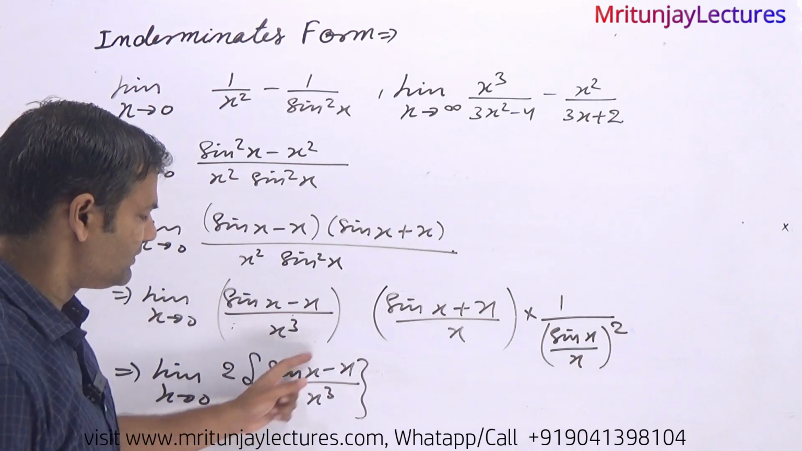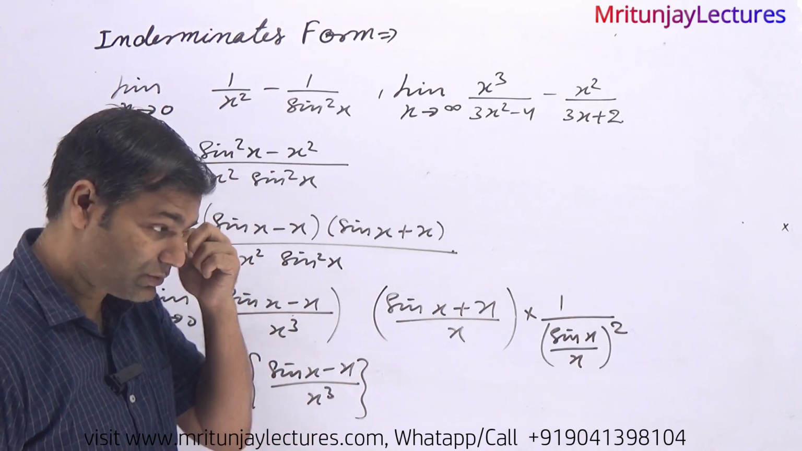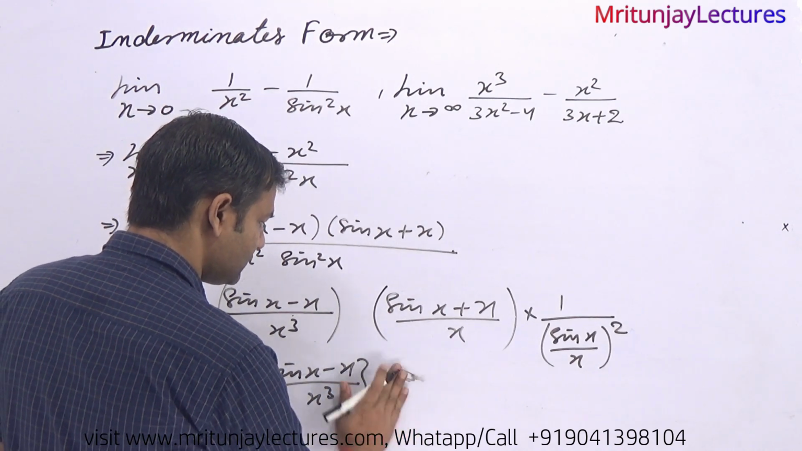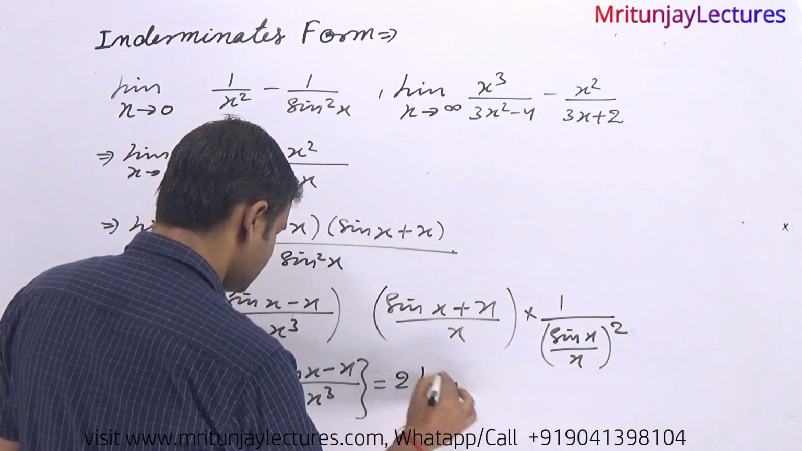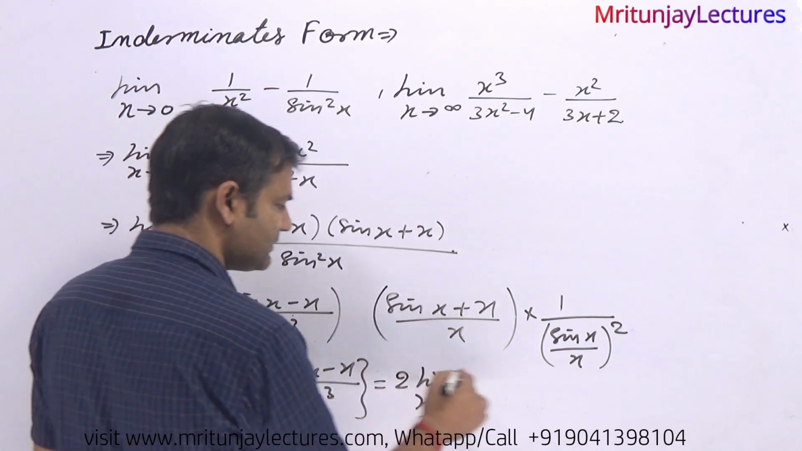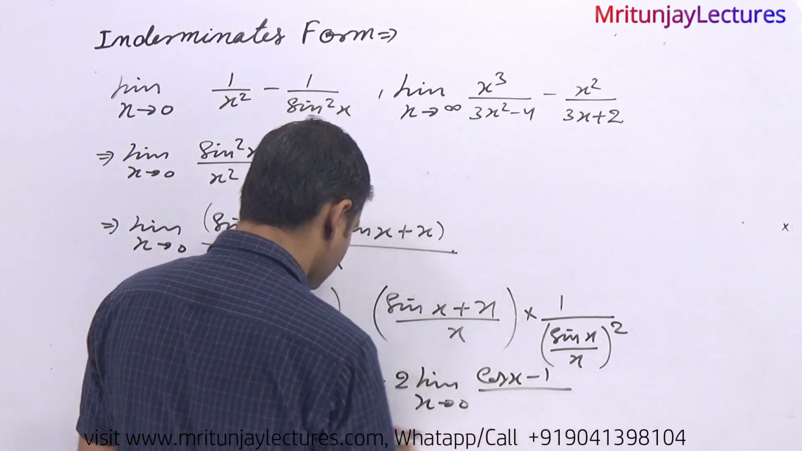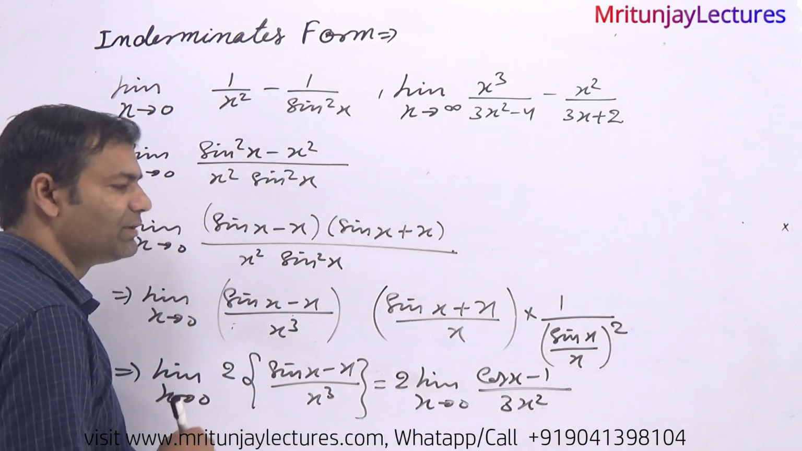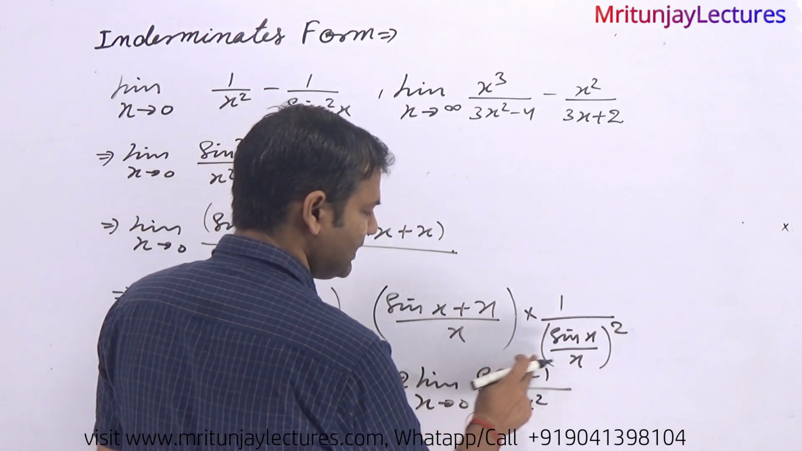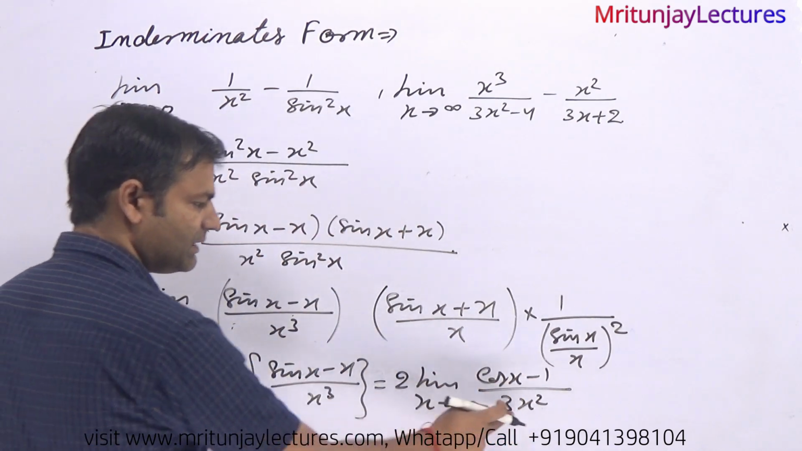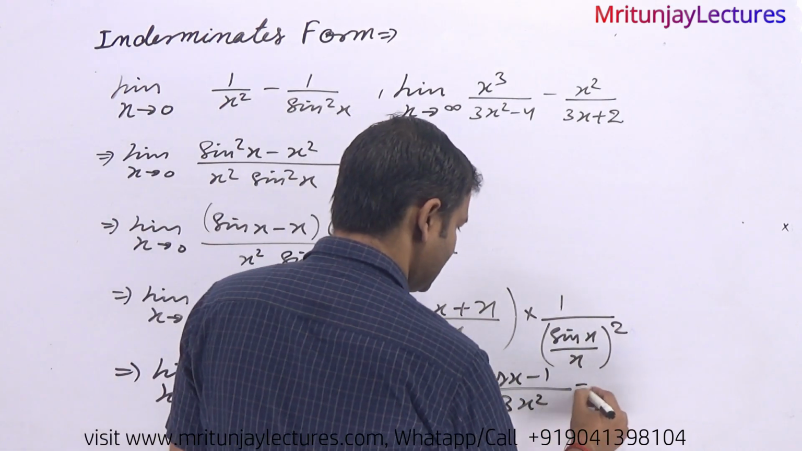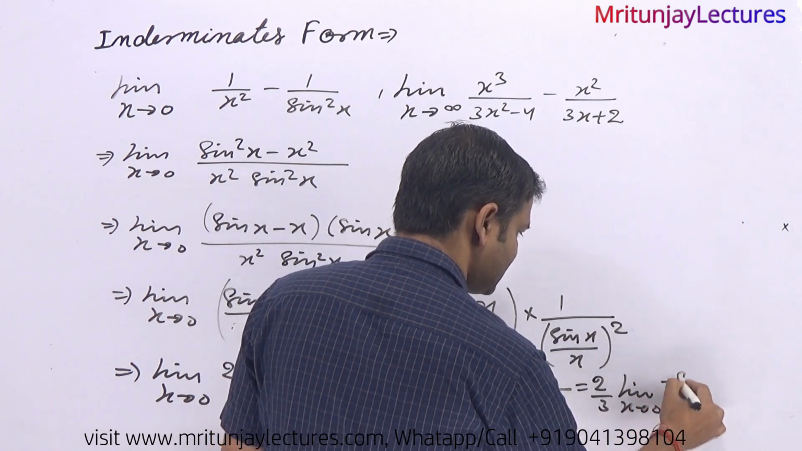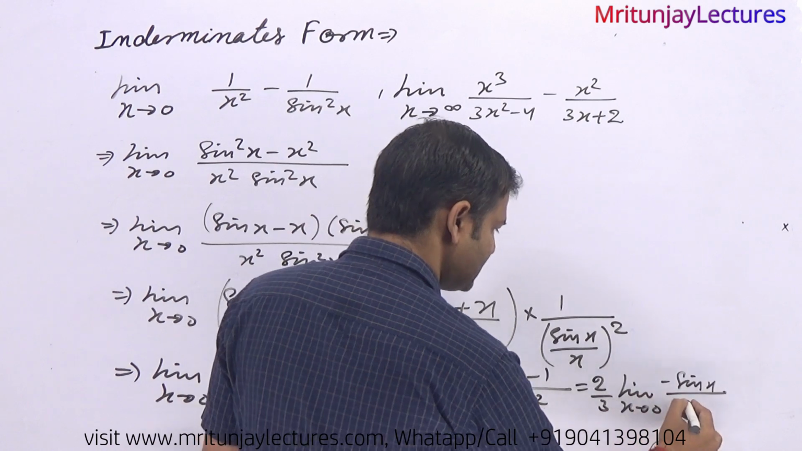If we put x equal to 0, then we again get 0 by 0. So apply L'Hospital rule here. 2 into limit x tends to 0 of cos x minus 1 divided by 3x square. If we put x equal to 0, then again 1 minus 1 divided by 0, that is 0 by 0. So again apply L'Hospital rule: 2 by 3 limit x tends to 0 of minus sin x divided by 2x.